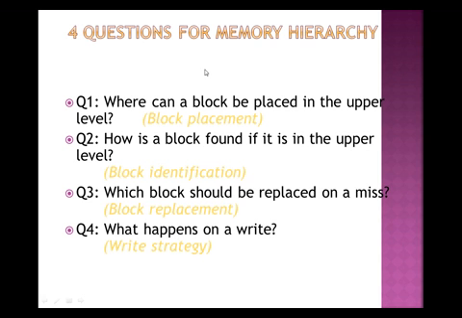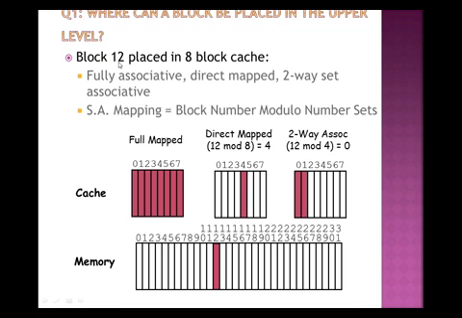The first question: where can a block be placed? The answer is, take block 12 placed in the 8-block cache. That is fully associative, direct mapping, or two-way set associative. This is where the block can be placed in the upper level. Set associative mapping equals block number modulo number of sets, using the modulus operation with the block number and the number of sets. This is your cache, this is your main memory, this is fully associative, this is direct mapped, and this is two-way associative.